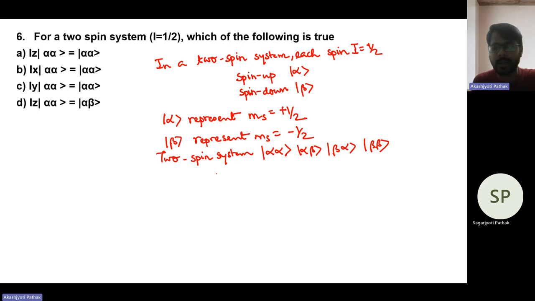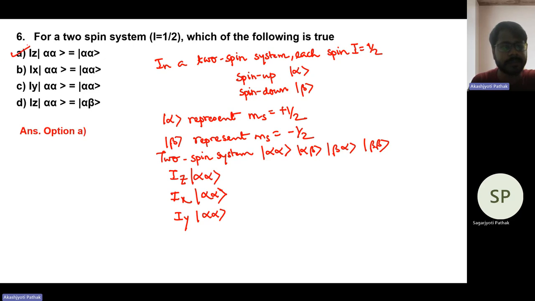Now the spin operators act on the spin state. In this question, what is asked is: if the spin operator Iz, the angular momentum along the z-axis, acts on the spin system alpha alpha, what will we get? What will happen if the Ix operator acts on this alpha alpha spin system? What will happen if the Iy operator acts on this alpha alpha spin system? That is what is asked in this question. If anyone has solved this, the correct answer for this question is option A.